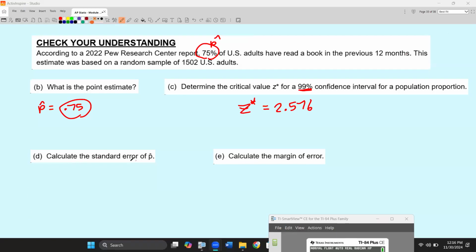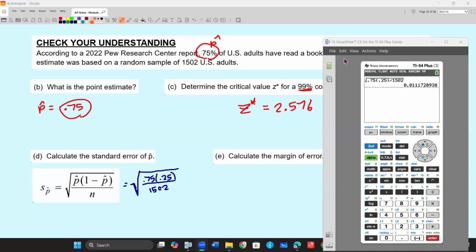Calculate the standard error of p hat using our standard error formula, which is provided to you. Notice that the formula has a S, not the sigma, because it's a sample. So just make sure you don't write the wrong notation. When in doubt, leave it out. So 0.75 times 0.25 over 1,502 under the square root will give you about 0.0111. And then finally, we can put it all together. So that's actually probably a 2 there, 0.0112.